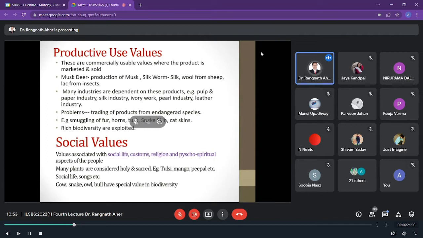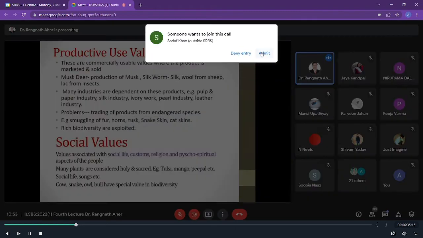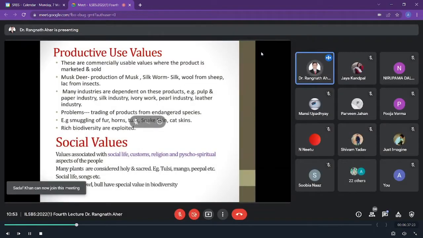For example, the musk deer, which is useful for the production of musk, silkworm for production of silk, we collect wool from sheep, lac from insects. Therefore, many industries are dependent on these products. Means there are a number of products, and a lot of industries are directly dependent on these products, that is the pulp and paper industry, silk industry, ivory work, pearl industry, leather industry, and so on.